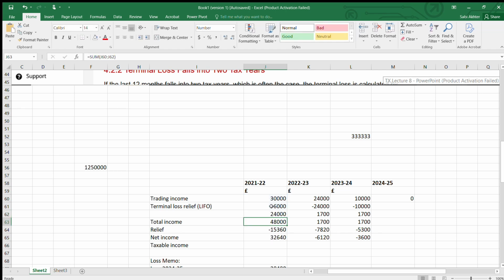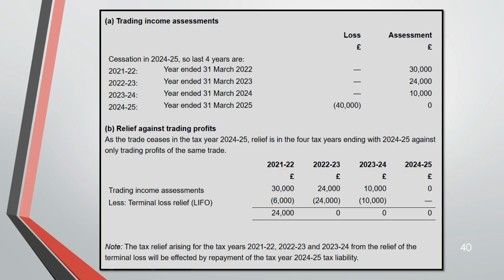Let's do the sum function. So here we already have 24,000, rest all are 0. So this is the answer, where these are the profits. So these are your trading income, except this where you made a 40,000 loss. So first 10,000, then 24, then the remaining 6,000.